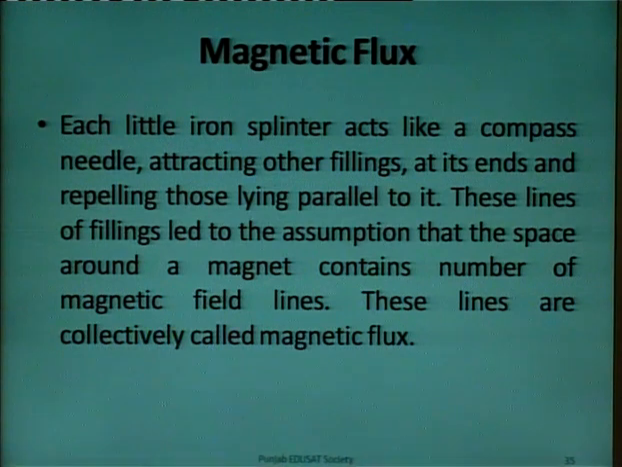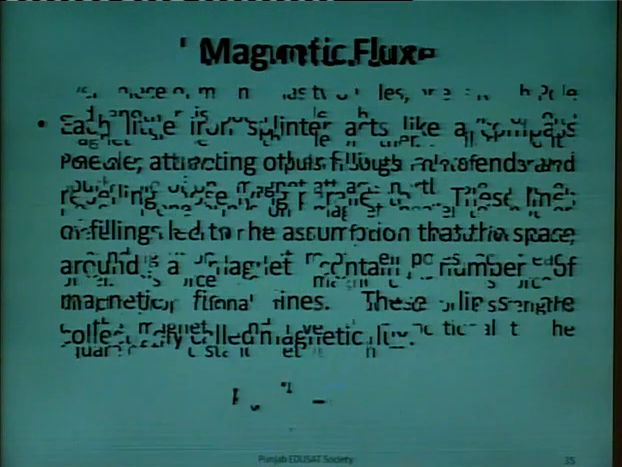Then the magnetic flux: each little iron splinter acts as a compass needle, attracting other filings at its end and repelling those lying parallel to it. These lines of filings led to the assumption that the space around a magnet contains a number of magnetic field lines. These lines are collectively called the magnetic flux.